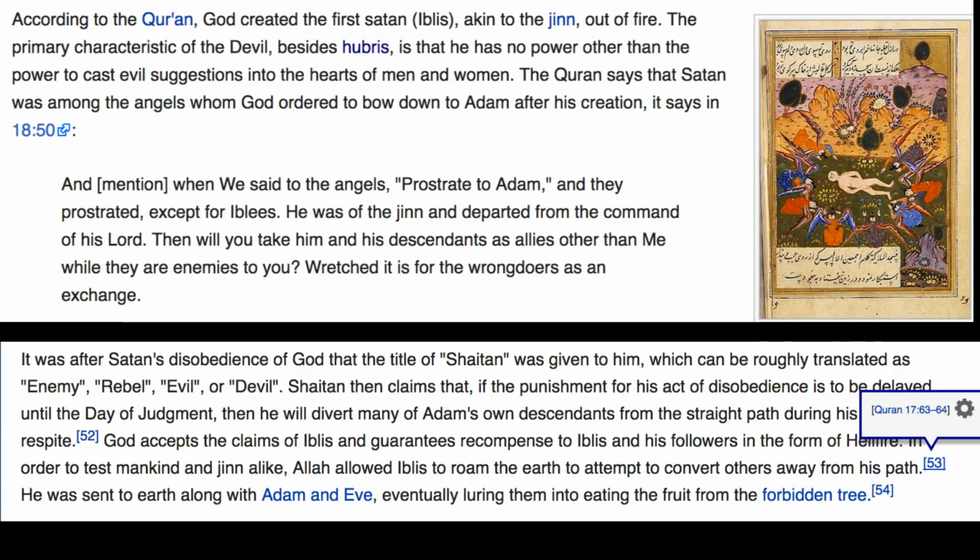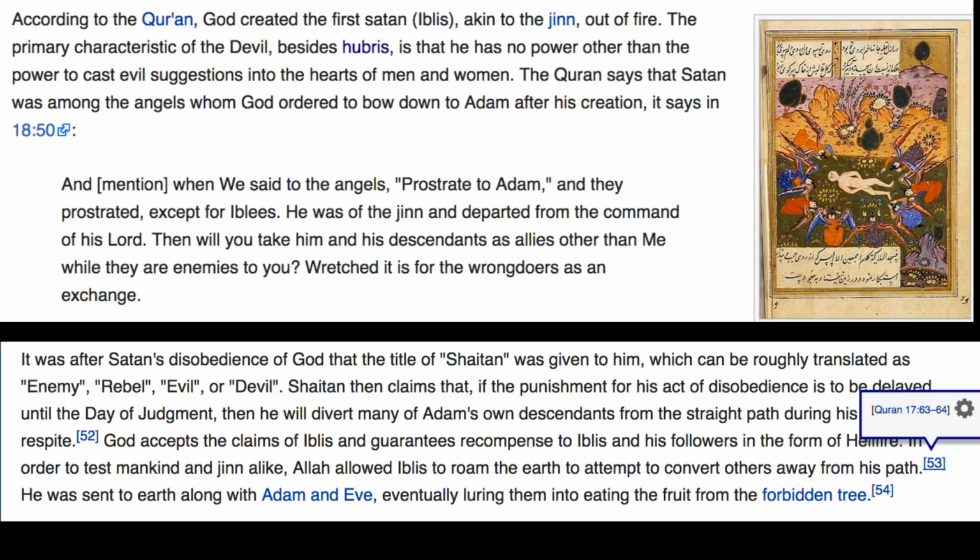God accepts the claims of Iblis and guarantees recompense to Iblis and his followers in the form of hellfire, in order to test mankind and jinn alike. So God allowed these fallen angels to bring you into disorder. Allah allowed Iblis, as I just said, to roam the earth to attempt to convert others away from his path. And he's been doing a good job.